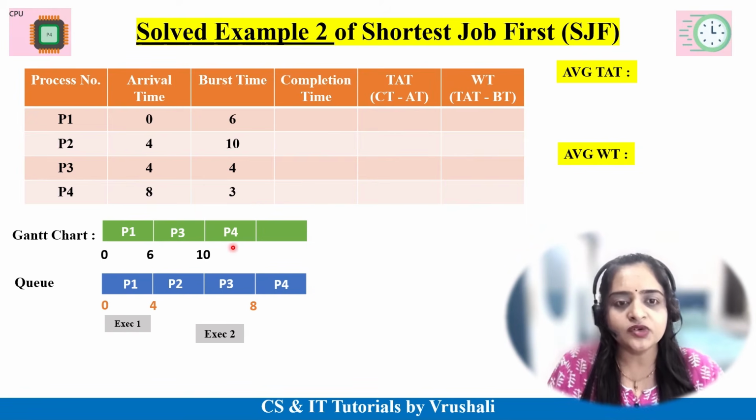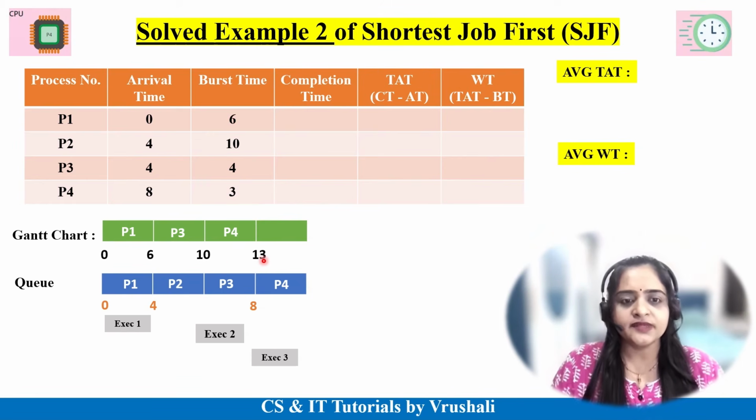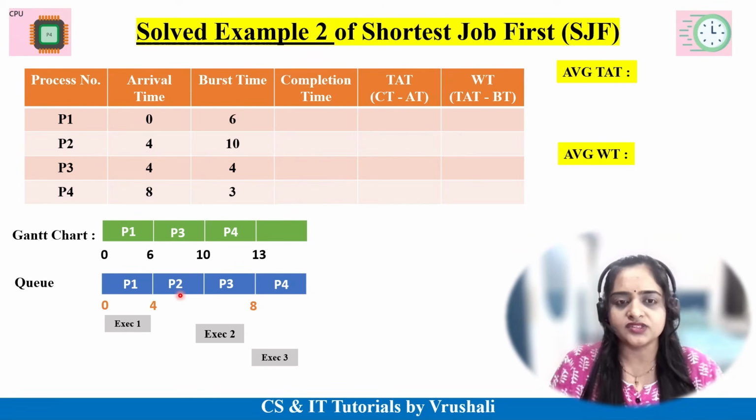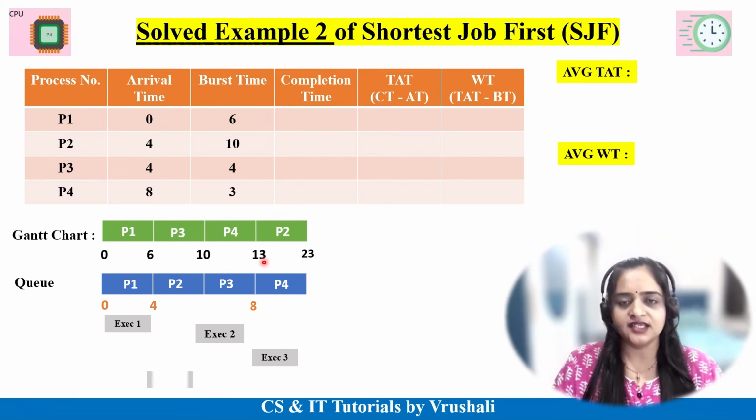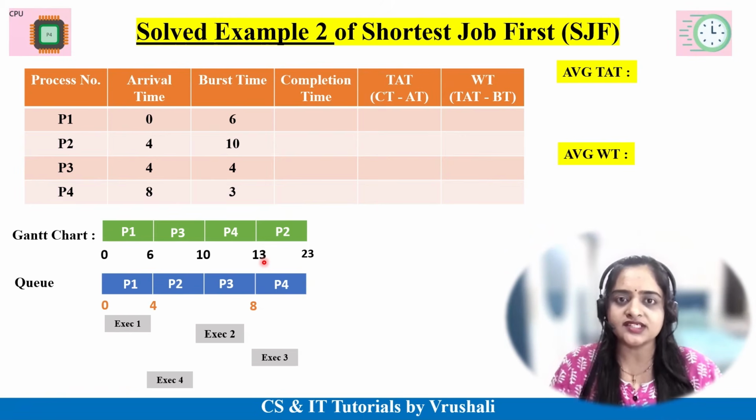Which one is the shortest? P4. So the CPU executed the P4 process first. Its burst time is 3. So 3 plus 10 equals 13. Means the P4 process has executed. Now only one process is remaining, that is the P2 process. So at the end the CPU executed P2. What is its burst time? 10. So 10 plus 13 equals 23. Means the P2 process has executed. Clear? In this way the CPU executed each and every process as per the SJF scheduling algorithm.